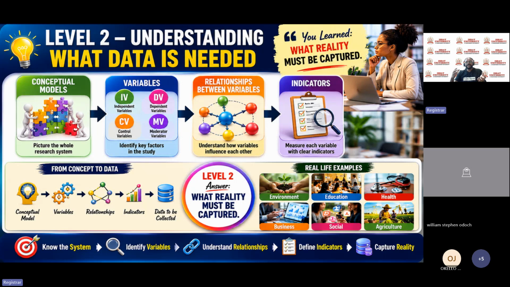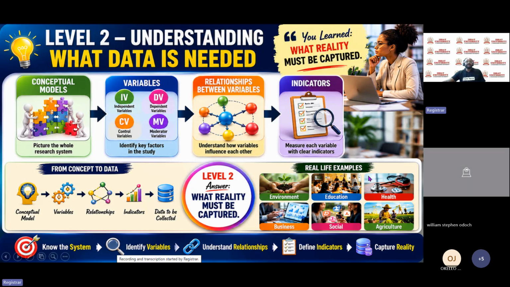So in the previous level 1 and level 2, you have learned what reality must be captured. What reality must be captured, you will understand when you know the system. That is your research system, your environment. Then when you identify the variables, when you clearly understood the relationships, and you define the indicators that make us really capture the reality. The indicators are the data to be collected. So this is what we have done in our previous session.